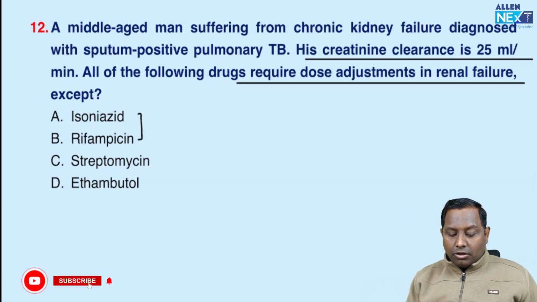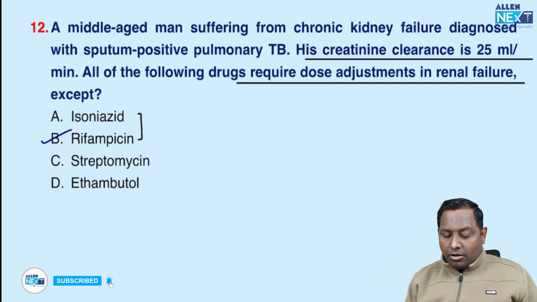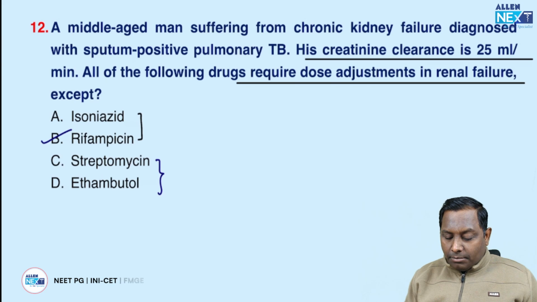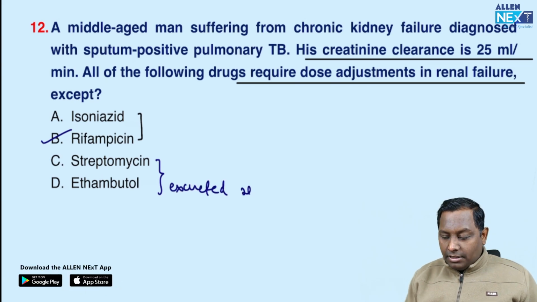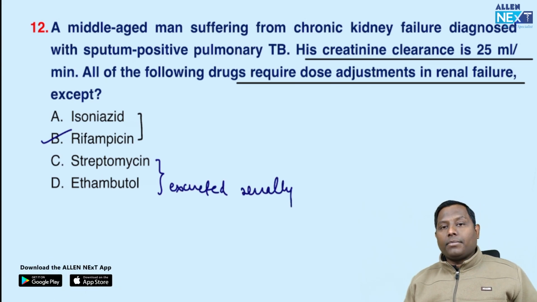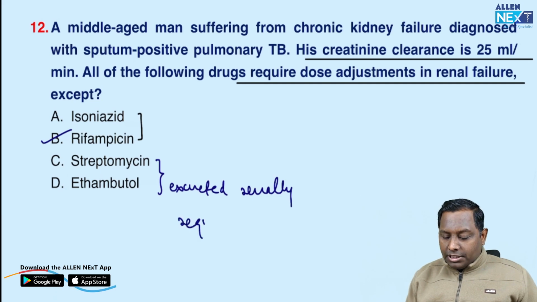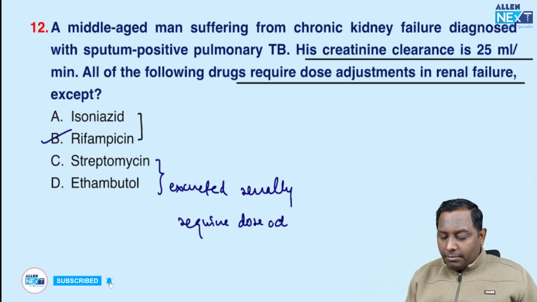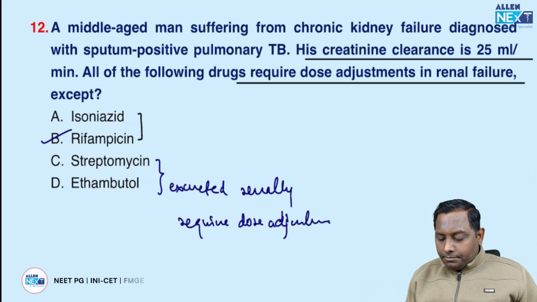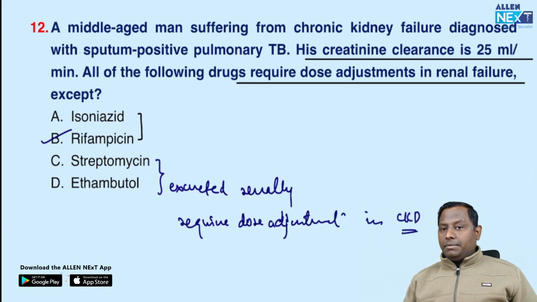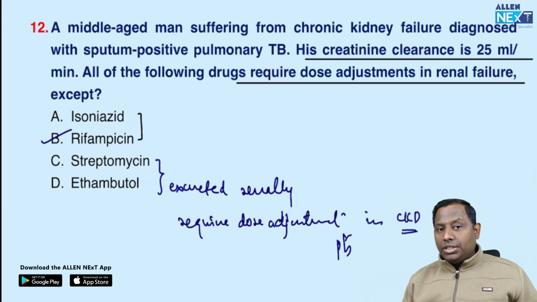But if I talk about rifampicin, that would be the correct one, because streptomycin and ethambutol are mainly excreted renally, okay? So they require dose adjustment. They require dose adjustment in renal failure patients, in CKD, chronic kidney disease patients.